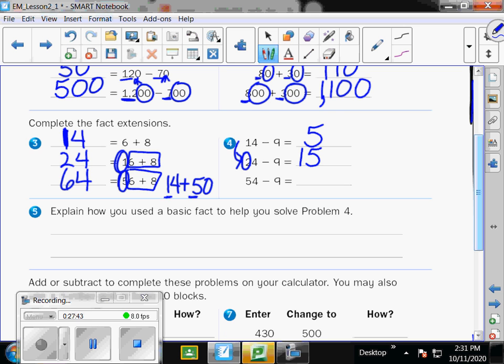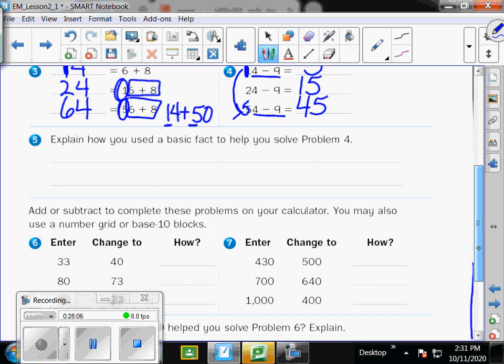Okay, and then looking at 54, I'm going to use my first problem to help me do my last problem. I notice that everything else is the same except I went from having 1 ten to 5 tens. So I just added 4 tens. So my answer should be 45.